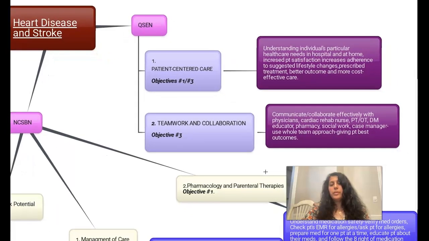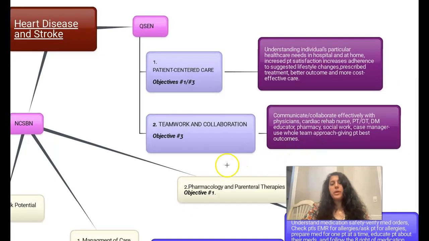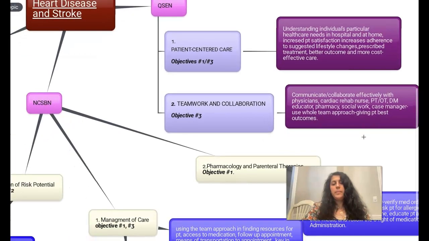And the other QSEN competency I chose is teamwork and collaboration, and this supports objective number 3. That is, communicate and collaborate effectively with the physician, like I said, cardiac rehab nurse, PT/OT, diabetic educator, pharmacy, social work, case manager, and the whole team, again, to give the patient the best outcome.